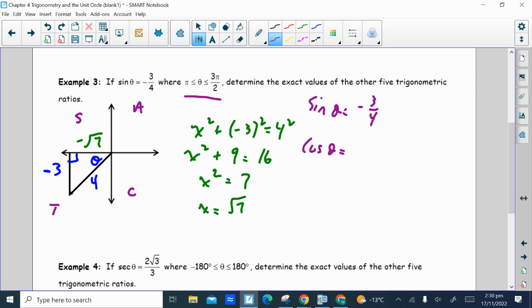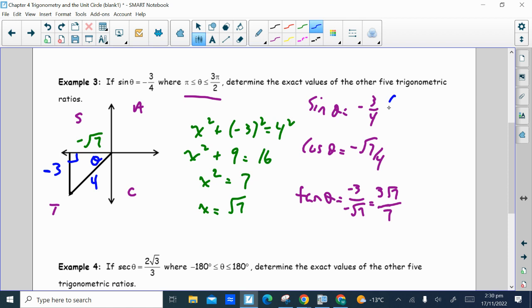We were given that, but the cosine would be -√7 over 4. Again, leaving it as a √7 is an exact value, which is what we're asked to do. And the tangent would be negative 3 over negative root 7. So once again, a negative divided by a negative is a positive, but we also need to rationalize our denominator by multiplying top and bottom by root 7. So there are the two primary ratios that we're missing.